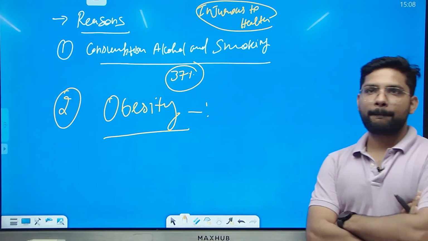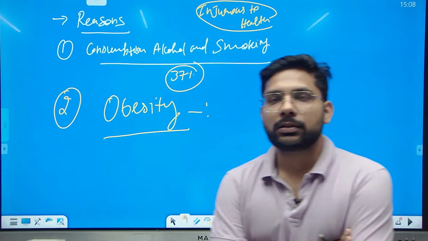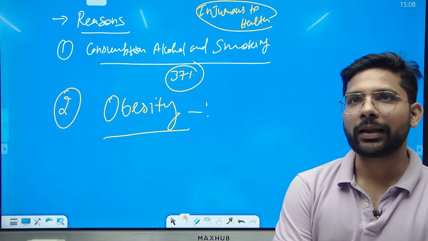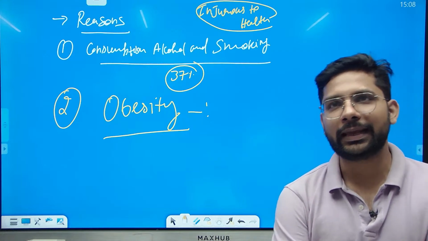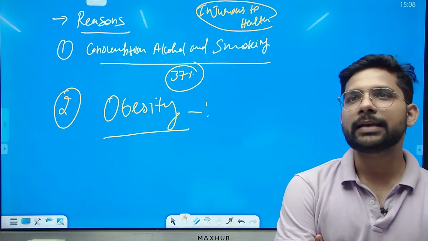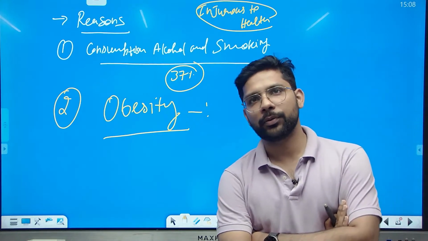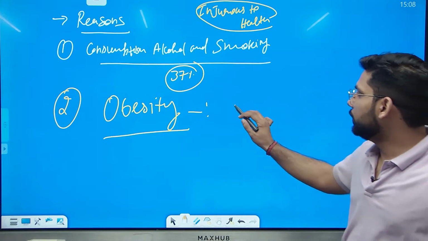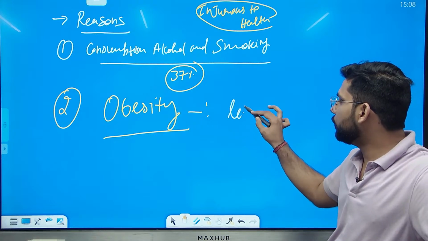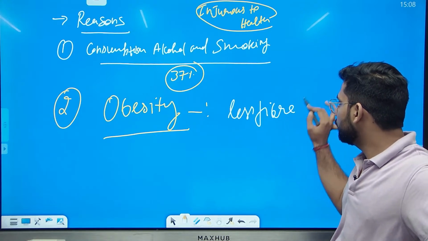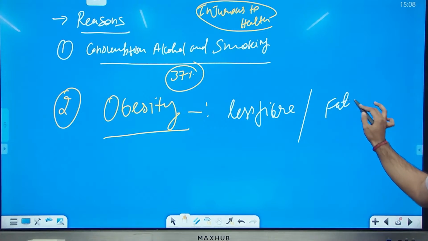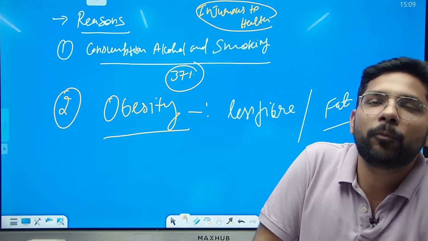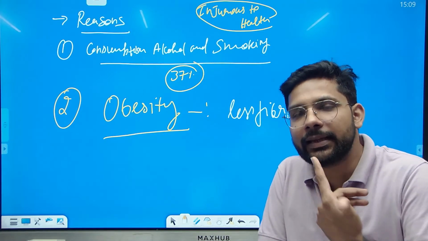Obesity. Everyone is loving pizza, burger, चाउमीन, कुछ भी बाहर का आइटम मिल जाए, फ्राइड आइटम मिल जाए, फैटी आइटम मिल जाए. These items lead to the obesity in the human being. If you are eating a food which is having very less fiber, which is having a high fat amount, that is dangerous to your health. It leads to the obesity, and obesity finally leads to the cancer.